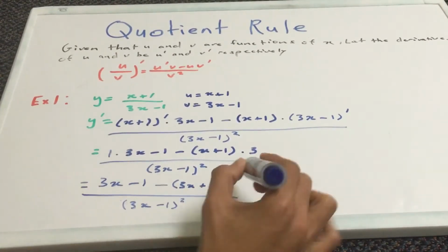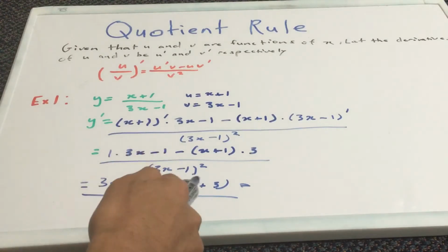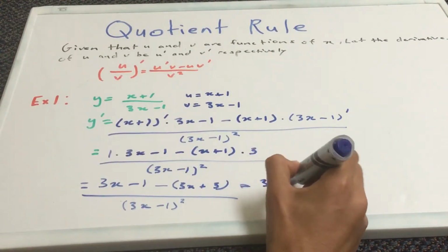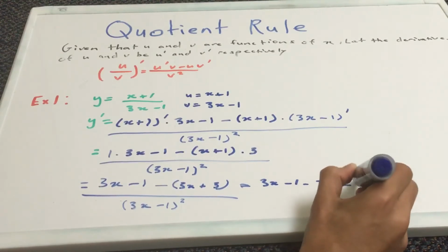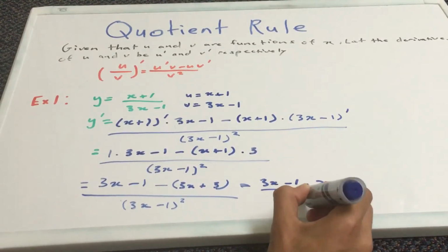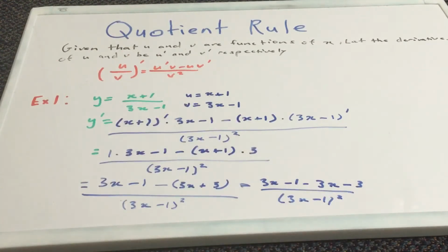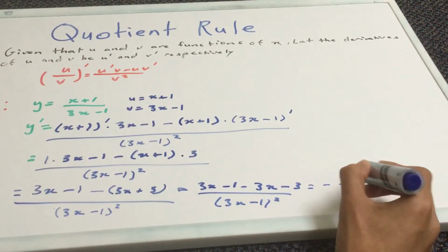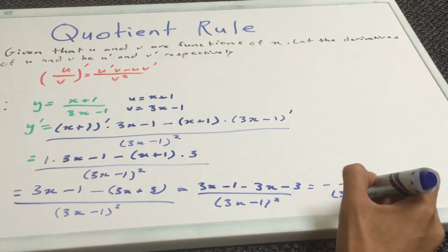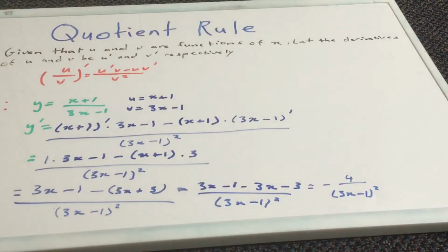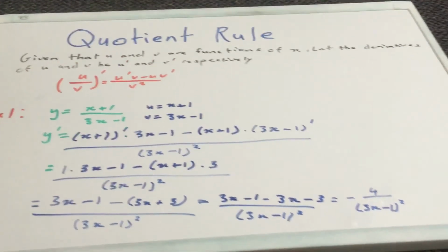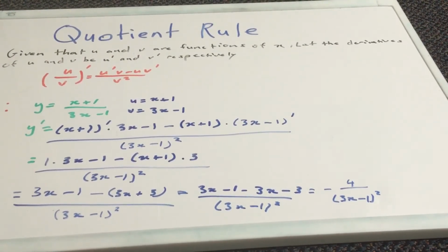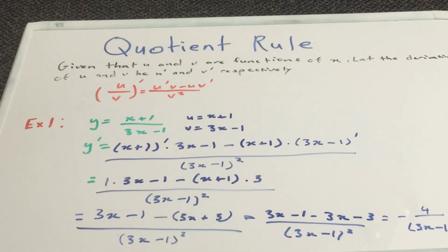And now we just have to open up this bracket, so 3x minus 1 minus 3x minus 3 over 3x minus 1 squared. So now, our final answer is minus 4 over 3x minus 1 squared. Okay, so now we've solved for y. So we've found the prime of y, which is minus 4 over 3x minus 1 squared. So that's how you use the Quotient Rule to solve any function.